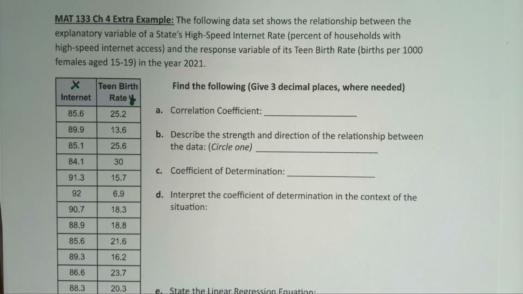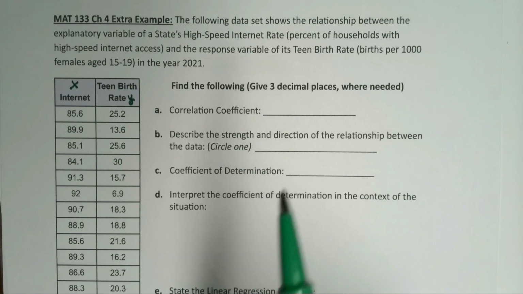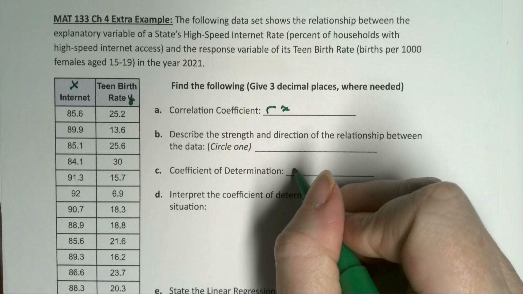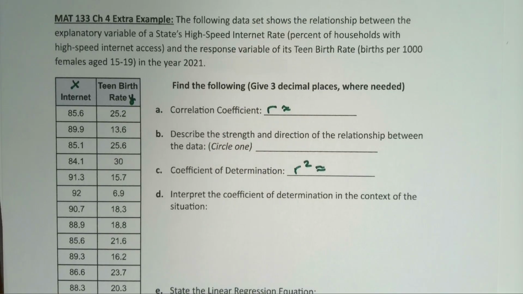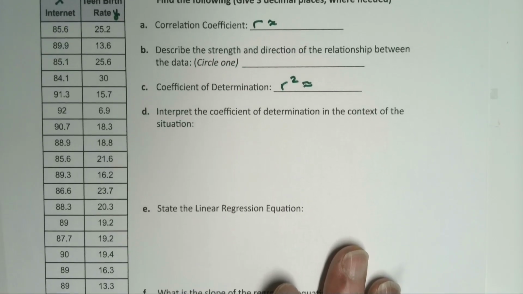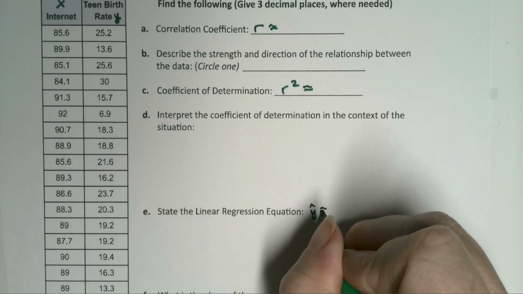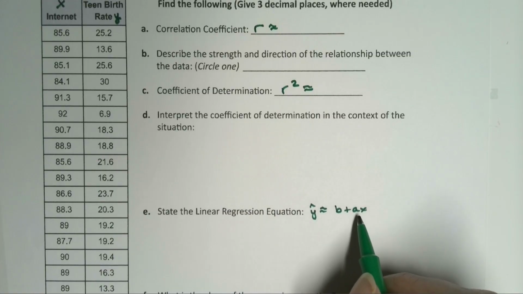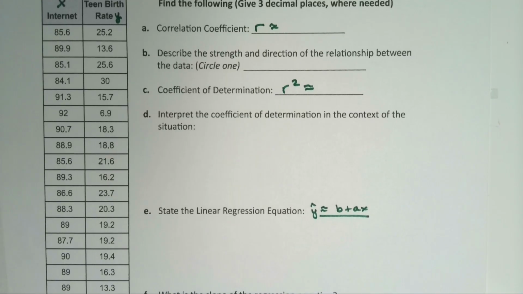All right, so let's find the following. It wants us to find the correlation coefficient, which is r, and the coefficient of determination, which is r squared. And looking down, we also want to find the regression equation, which will be y hat is b plus ax, where we have a number for b and a number for a. So all of those pieces we want to put together.